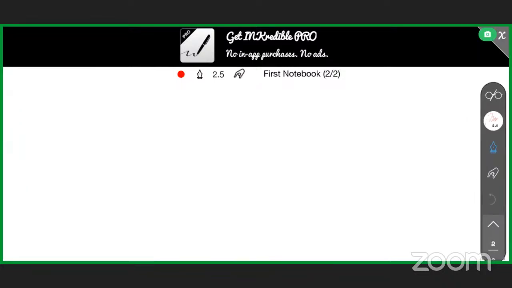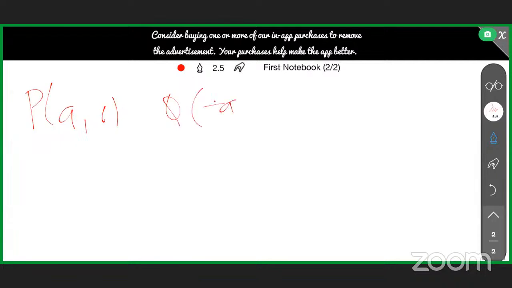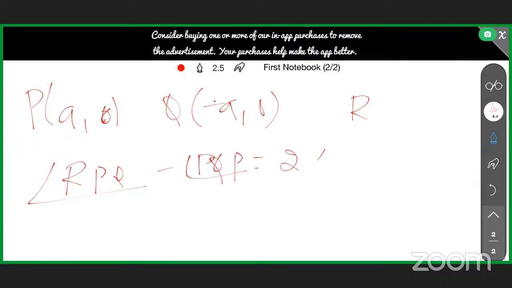Okay, then what is the answer for this question? I think I had asked this question in the weekend test. P(a, 0) and Q(minus a, 0) are 2 fixed points, and R is a variable point on one side of PQ. The condition I gave was angle RPQ minus angle RQP is equal to 2 alpha. Then the locus of point R is equal to dash.